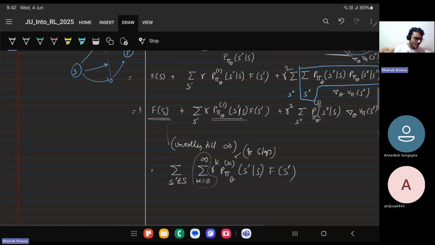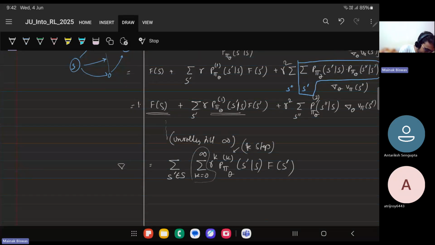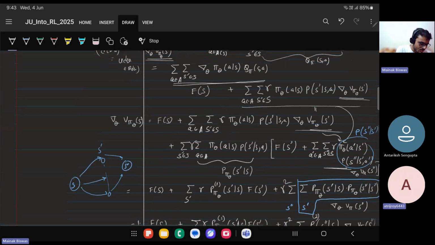So now let us look at one thing. This is our gradient of V pi. What happened to the remaining term? That V pi of S dash. This one, the double dash, you mean? This will again be expanded to get 3 steps. This can again be expanded, using the same equation.